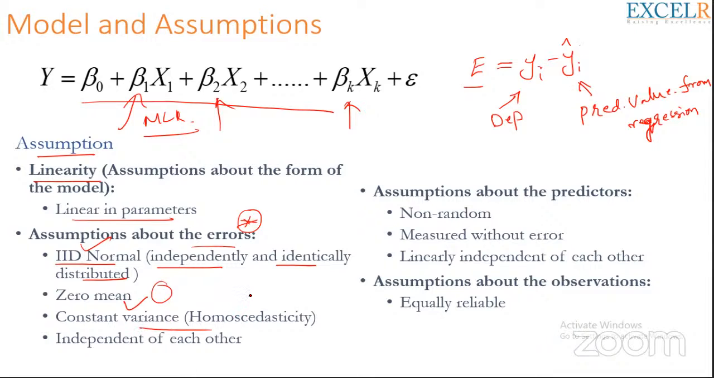Then the constant variance. This is also called homoscedasticity. So when you get these errors and when you plot them, the plot should not show any patterns. It should be randomly distributed across the plot. That is what is called homoscedasticity. And independent of each other: the errors should not depend on the previous data points or later data points. So that is what independent of each other means. We are going to evaluate these things after completion of the model. And these are the other assumptions, but most importantly, we are going to validate these errors.